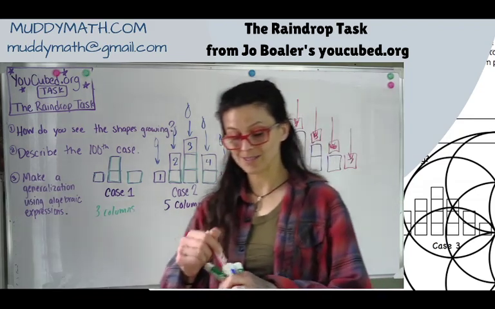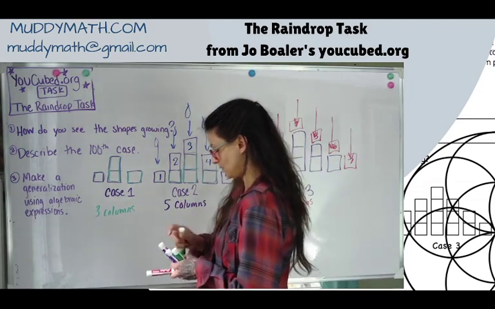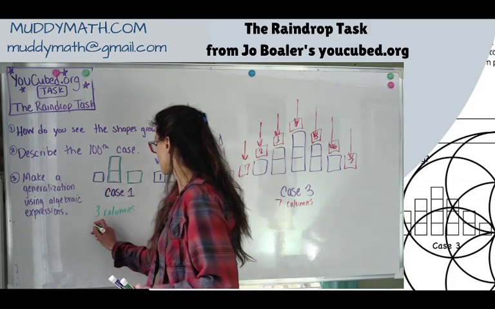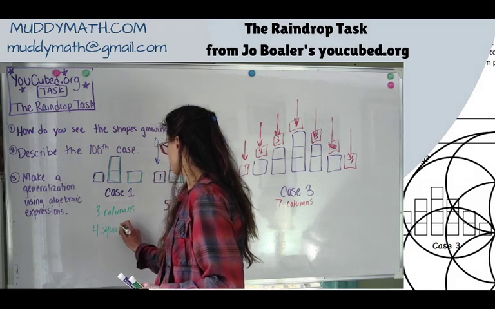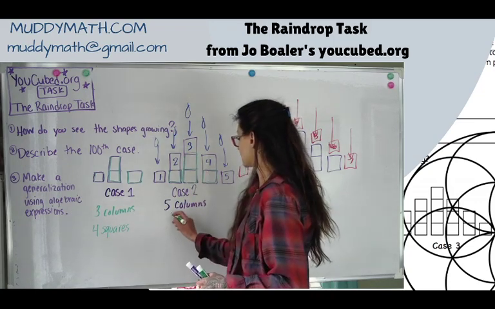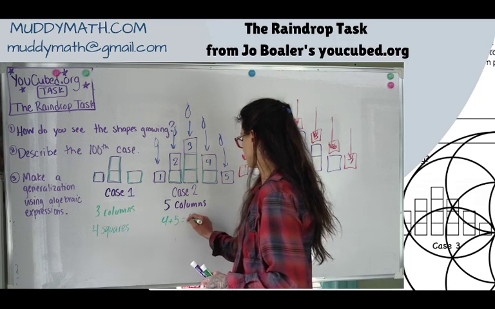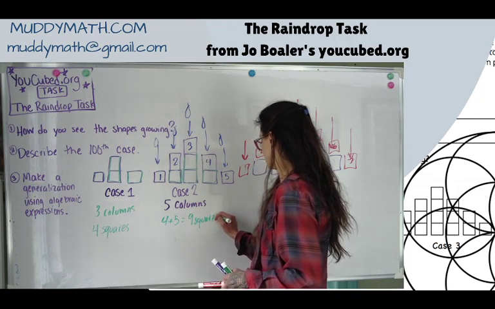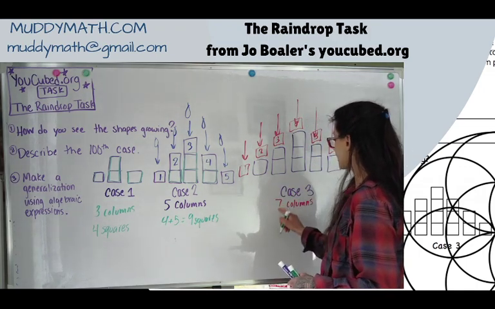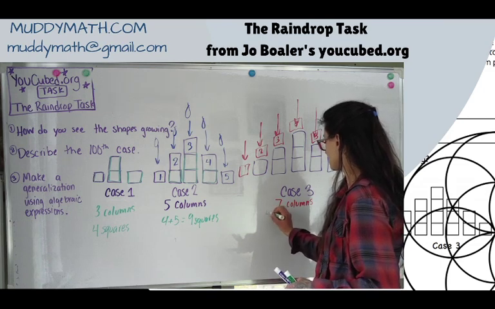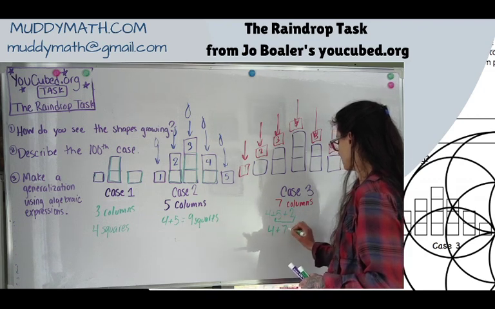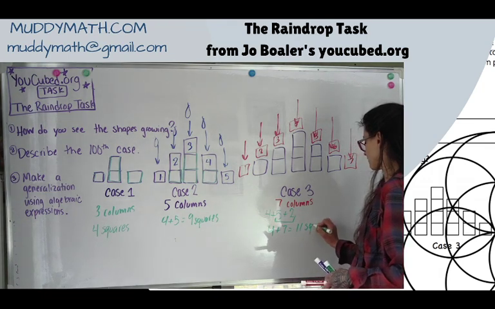Okay, how many squares did I start with in case 1? In case 1, I started with 1, 2, 3, 4 squares. Then in case 2, I added 5 more, so I ended up with 9 squares. And then in case 3, I added 2 more than 5. I added 7 squares. So I have 4 plus 5 plus 2 more, which is 7, equals 11 squares.